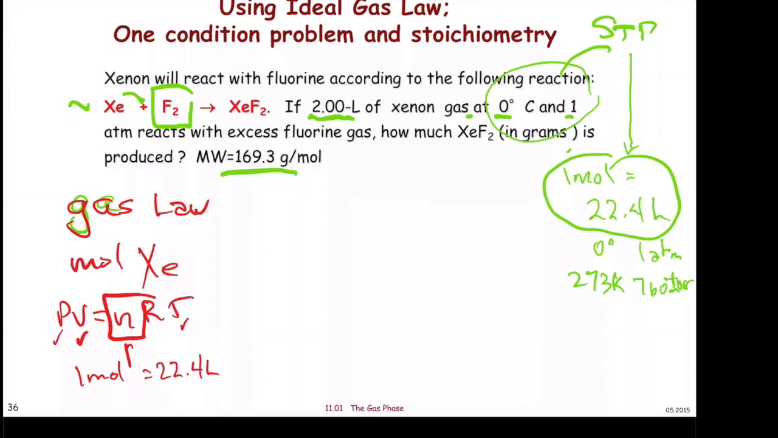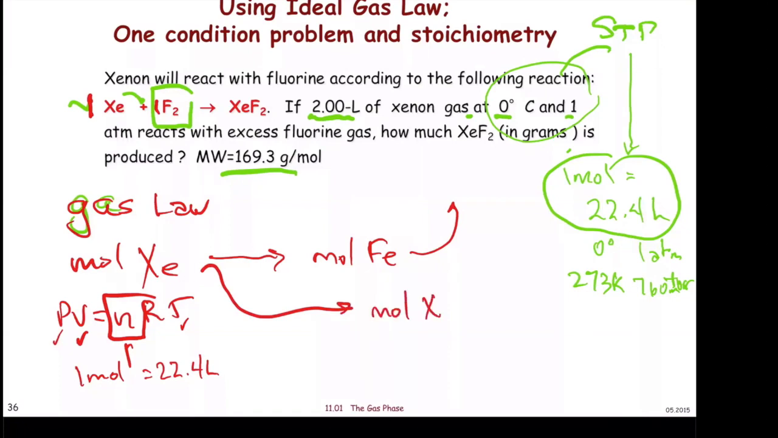Once we have the moles of xenon, we can get the moles of fluorine from the fact that it's a 1-to-1 ratio. So each mole of xenon that is required will also react with 1 mole of fluorine. Once we have the moles of xenon, then we can also get the moles of xenon fluoride.